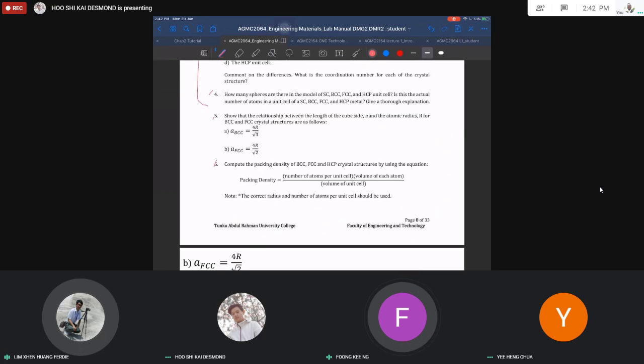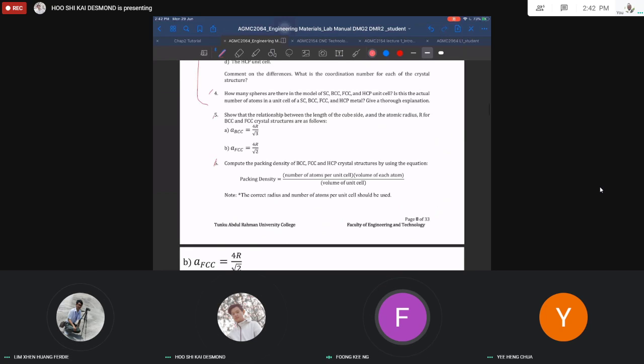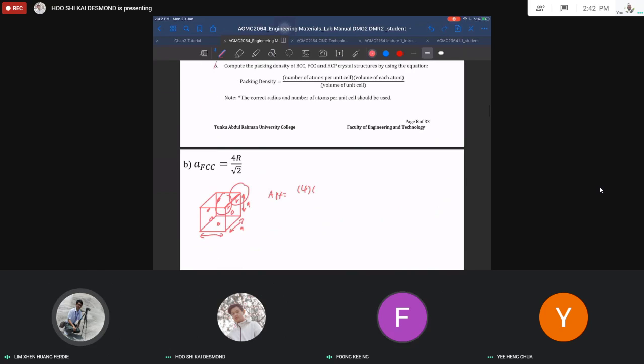You have 5B. Find the A and R. The edge length equals how much radius of the atom here? 5B. Answer 5B. So in the middle of one atom. Okay.